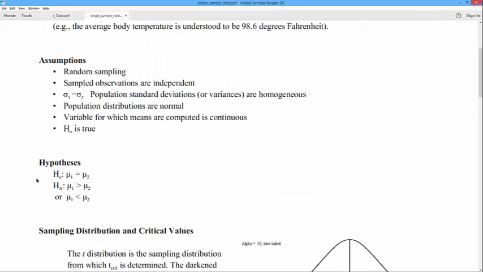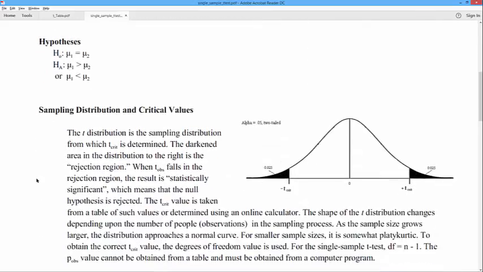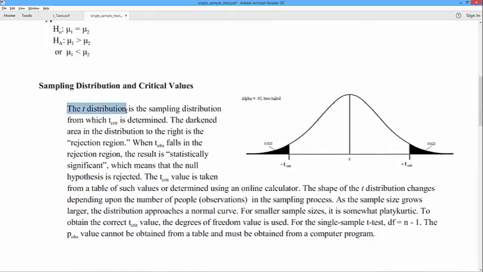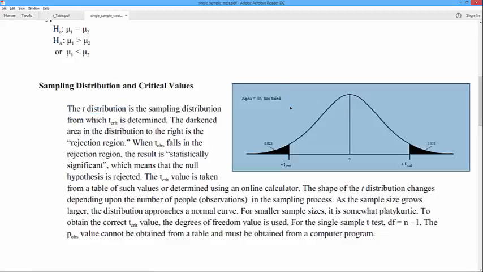So again, we return to our handout, and now we see the sampling distribution is the t-distribution. Now, as it turns out, there are an infinite number of t-distributions. It changes its shape depending upon the sample size. Now, if your sample size is low, it's a mesokurtic-looking distribution, as you can see here, but it's a little bit platykurtic. And then as your sample size increases, it becomes more and more normal-looking. So it will approach a normal curve as the number of people in the sample size grows.